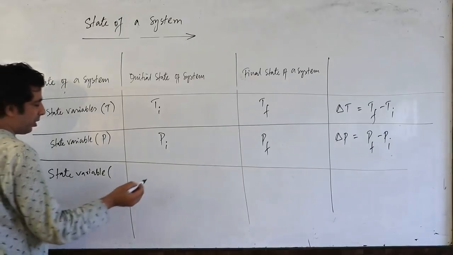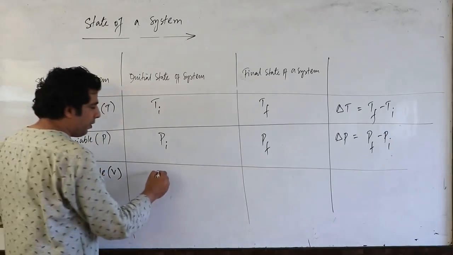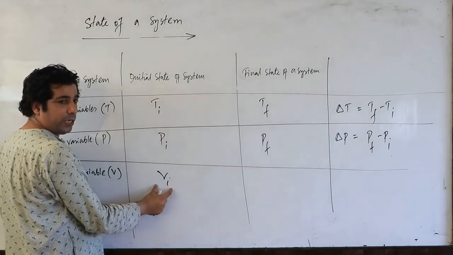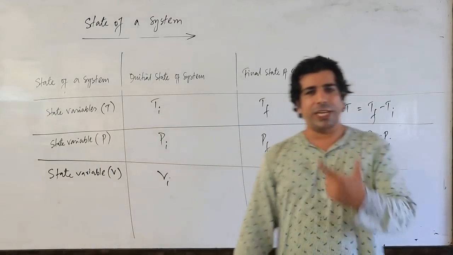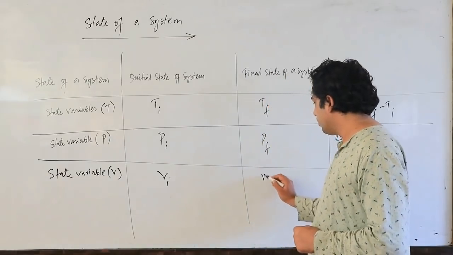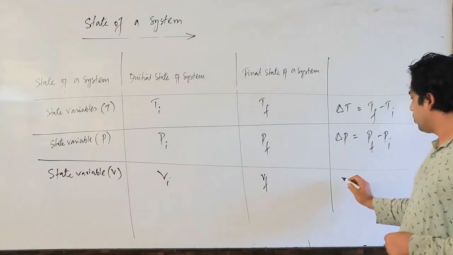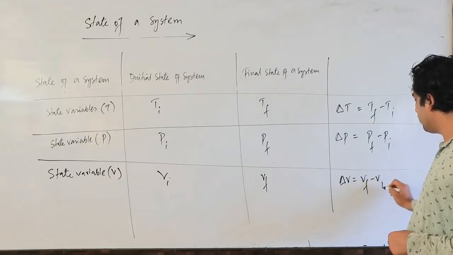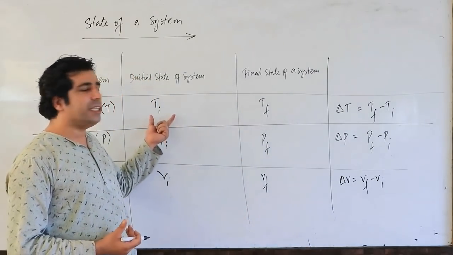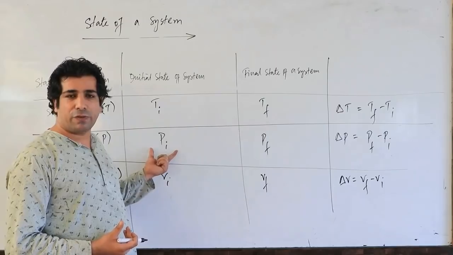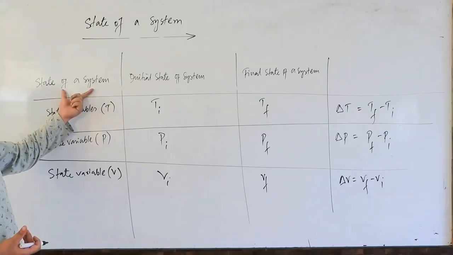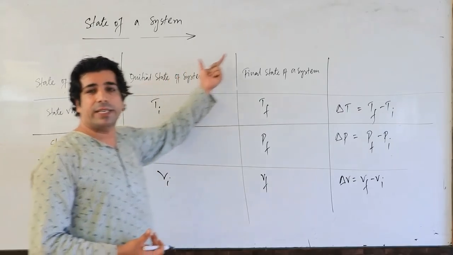In the same way, my dear friends, if we take one more state variable, let us suppose we talk about volume. Let us suppose Vi is the initial volume, that is the initial state of a system. After changing the volume, we can increase or decrease the volume of the system. So we get the final volume, and the total change in volume will be what? Vf minus Vi. So my dear friends, you now know that if we change the temperature, or the pressure, or the volume of a particular system, then the state of the system will also change. It will go from initial state to the final state.